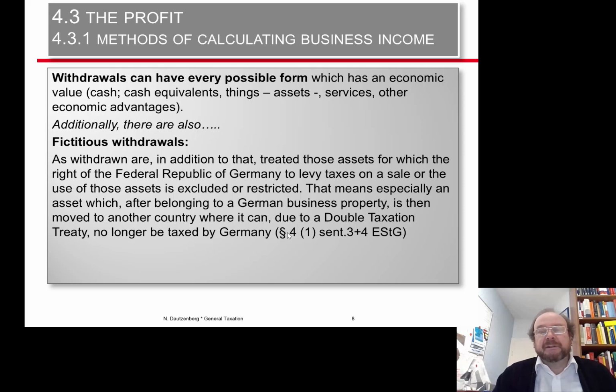So imagine you have an inland part of a business which is taxable and had up to now produced 50,000 euro, and now you take out a car with a value of 20,000 and transfer this to the tax-free part of your enterprise in Paris.